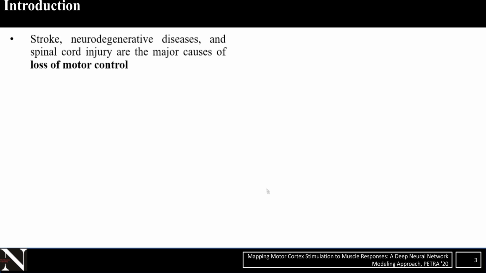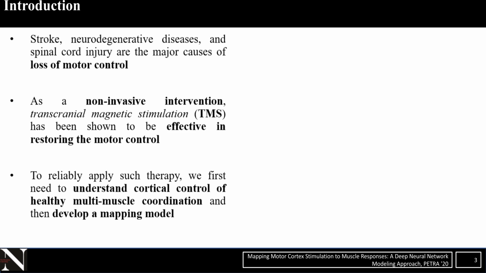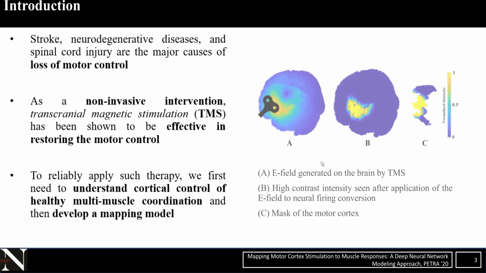Introduction. Stroke and other neurodegenerative diseases have been a major cause of loss of motor or limb control in human beings. As a remedy, a recent study we have been doing is investigating the use of a non-invasive intervention called transcranial magnetic stimulation, which induces electric fields in the human brain and helps to restore motor control. To reliably apply this therapy, we need to first understand the healthy cortical control of multi-muscle coordination and develop a corresponding model between the brain and the muscles.